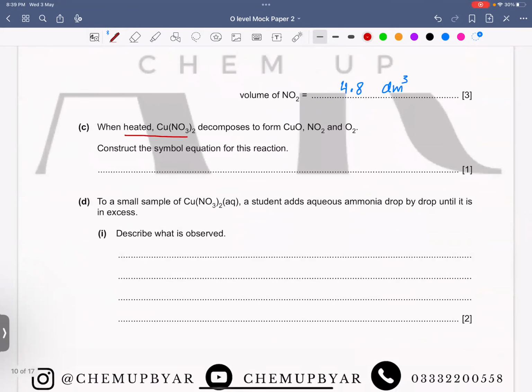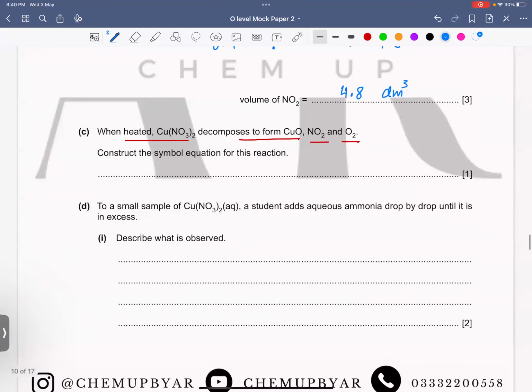When heated, copper(II) nitrate decomposes to form copper oxide, nitrogen dioxide, and oxygen. So what they are saying is that on heating copper(II) nitrate, we will get copper(II) oxide, nitrogen dioxide, and oxygen. Construct the simple equation for this reaction. See here, it's very easy for you.